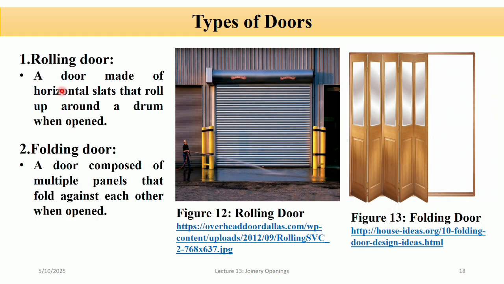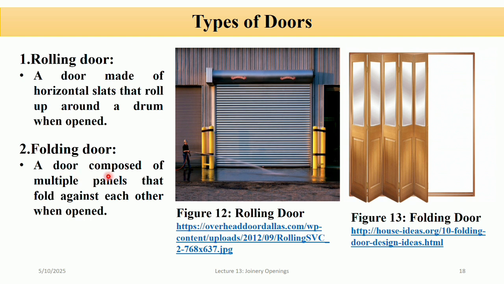So, rolling door. A door made of horizontal slats that roll up around a drum when open. You can see here in the figure. A roll door is used in garages, warehouses, and commercial buildings for security and space saving, as the door rolls up vertically and requires no swinging area.